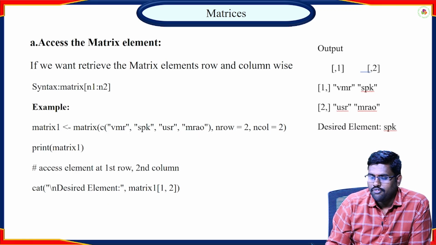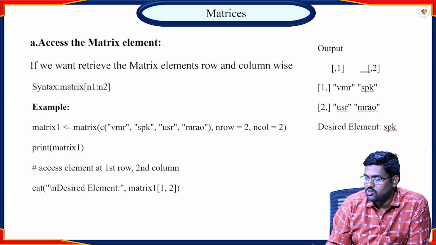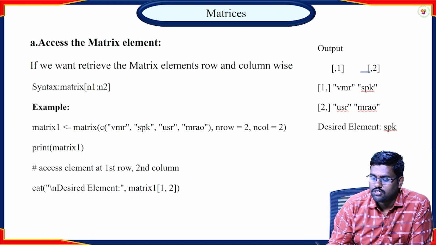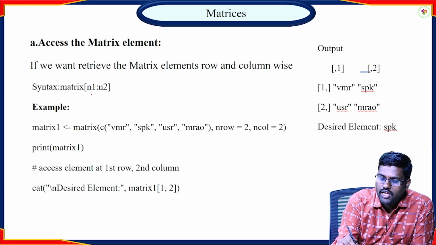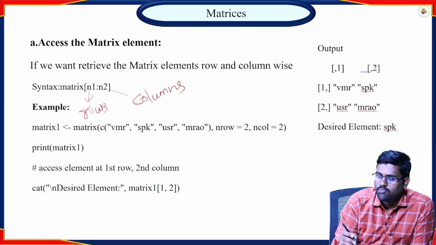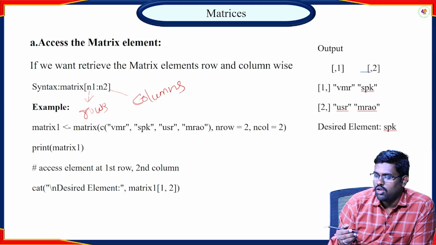Next, if I want to retrieve a particular matrix element, I need to retrieve the element at a particular index. For that, the syntax is matrix of n1 comma n2, where n1 belongs to rows and n2 belongs to columns.